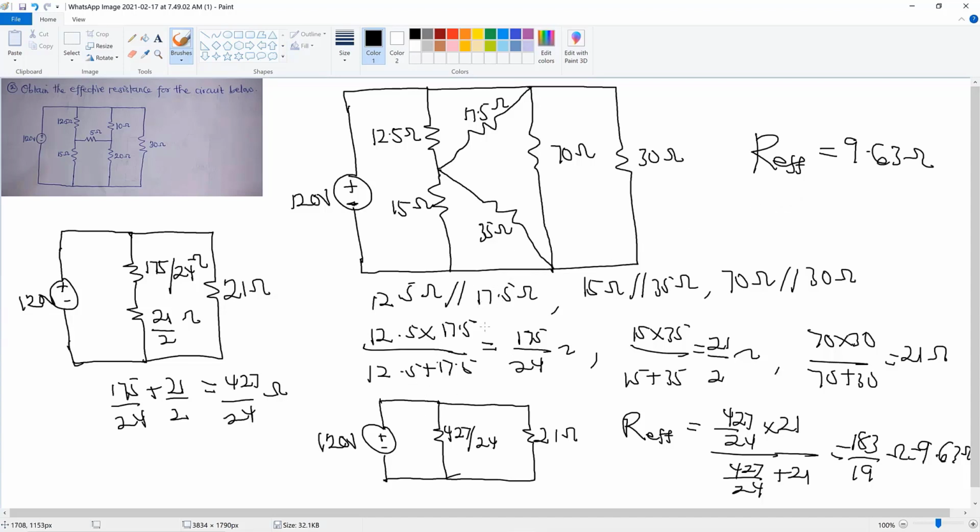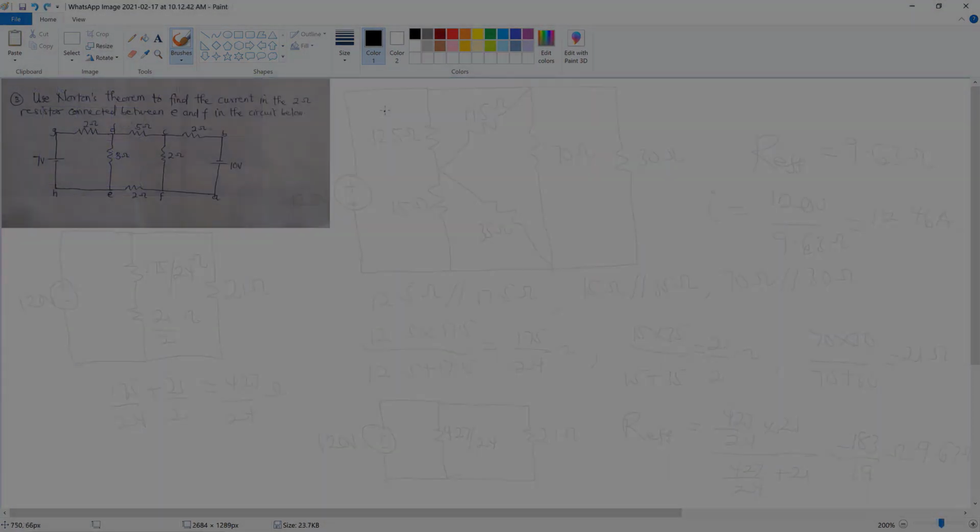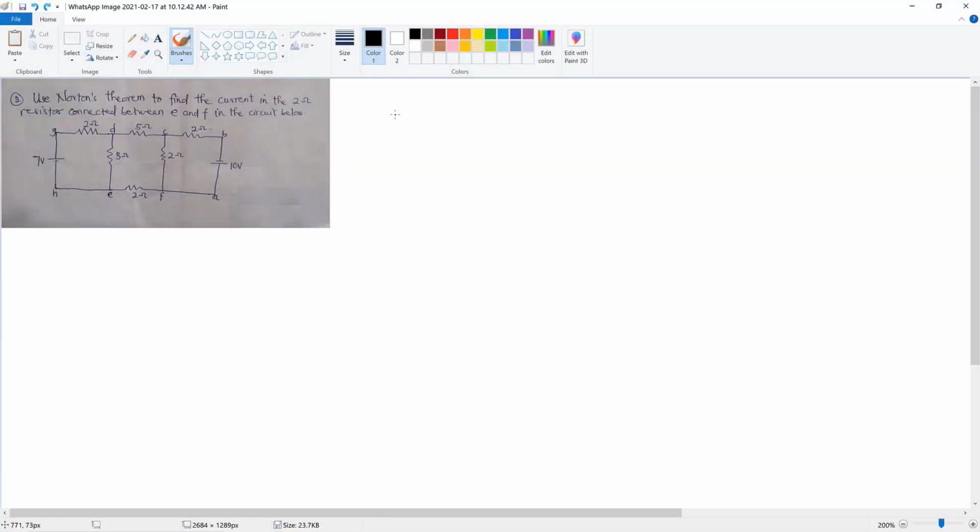However, if we were asked to calculate the current in the circuit, it's just a matter of dividing the 120 volts by the effective resistance that we calculated. So the I that will act in that circuit, say I is equal to the 120 volts over the 9.63 ohms, and that gives us 12.46 amperes.